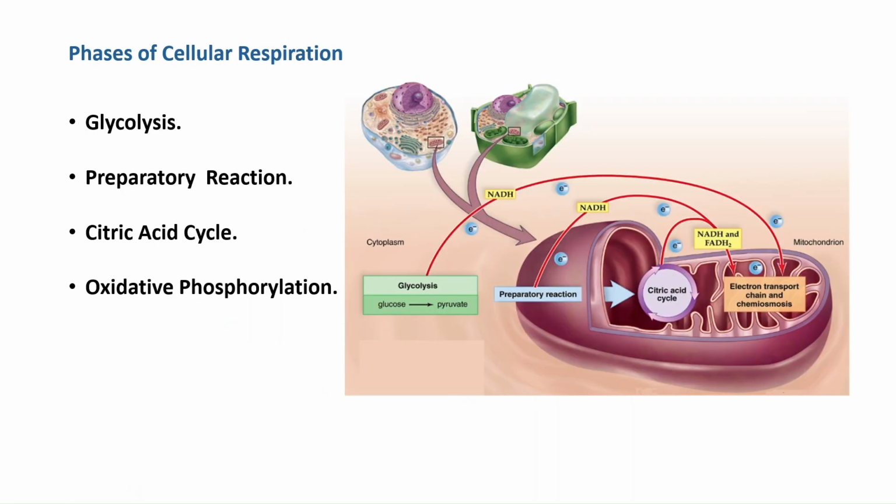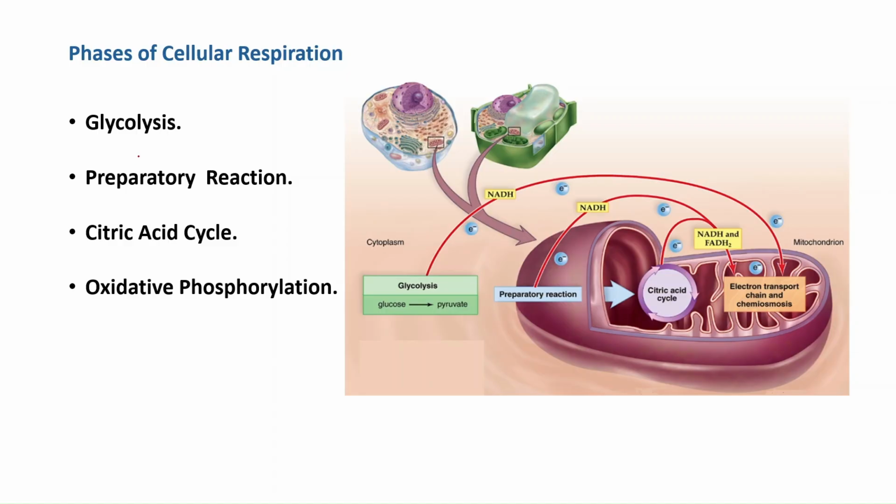So cellular respiration is made up of 4 different phases. I'm using this particular textbook. Yours may say only 3 phases, because some people consider the prep reaction part of the citric acid cycle. Some people use different terms, okay?